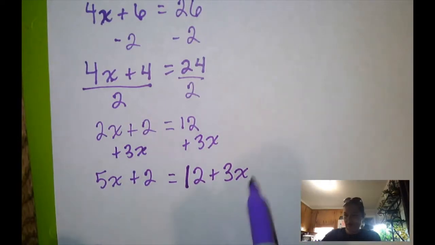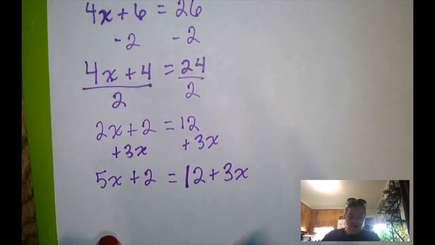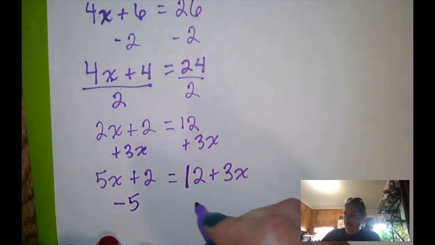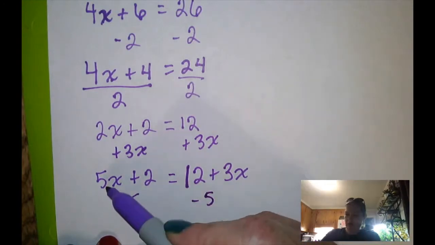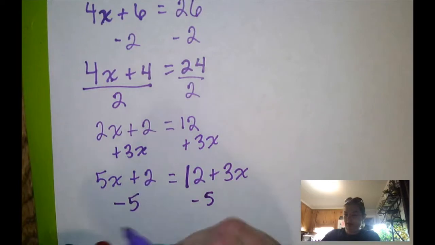I've just gotten into a big number. That looks like a multi-step equation, doesn't it? All right. I'm going to do one more thing. What if I take away 5 from both sides? Well, I'm not taking away 5 from here. I'm going to take away the 5 from here.